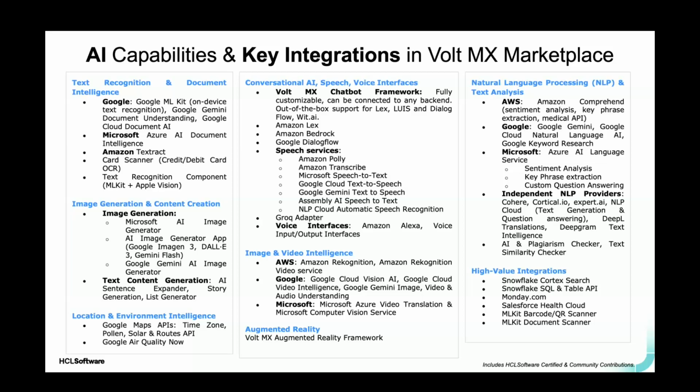Beyond AI, Marketplace also offers a set of high-value enterprise integrations, like I mentioned before, including Snowflake, Salesforce Health Cloud, and Monday.com. In addition, it includes assets for location-based services, environmental data, and augmented reality. We also provide ready-to-use utilities like MLKit, barcode, QR scanning, or document scanning, which helps teams accelerate common real-world use cases without building everything from scratch.